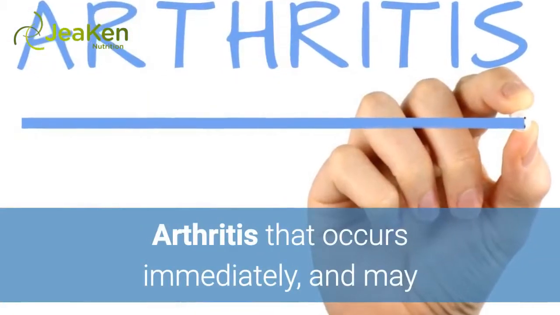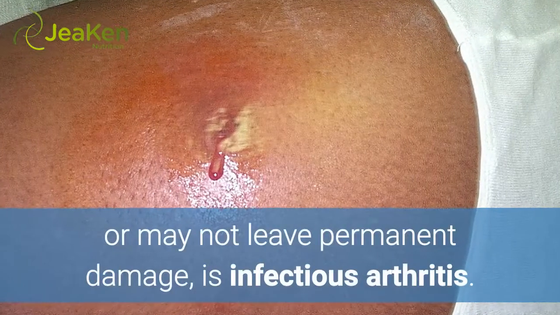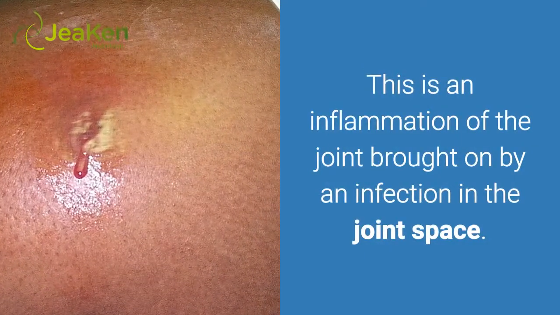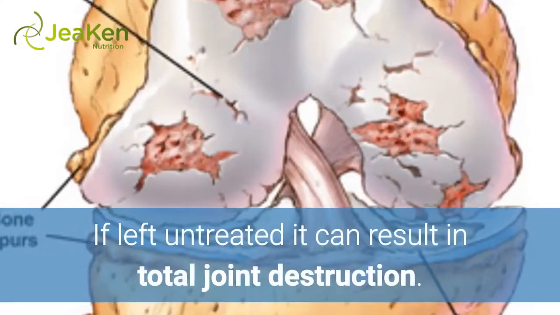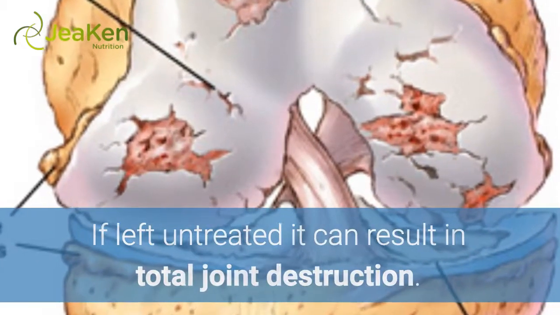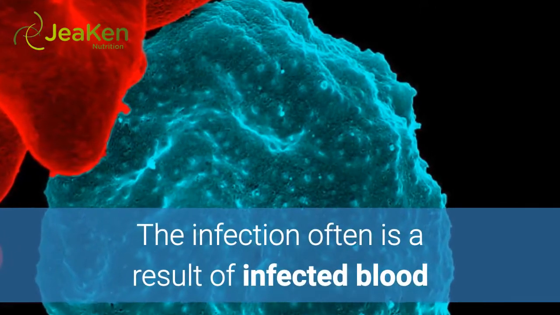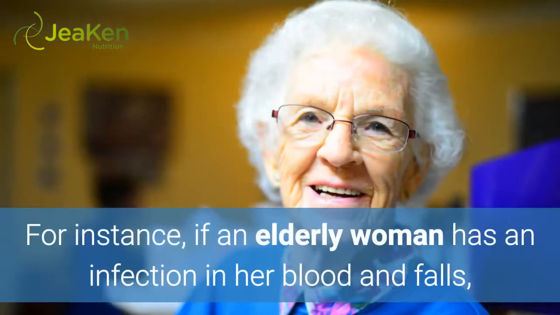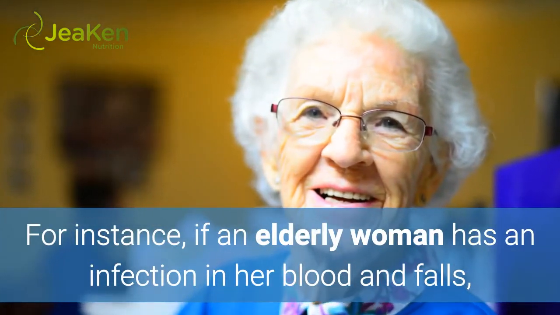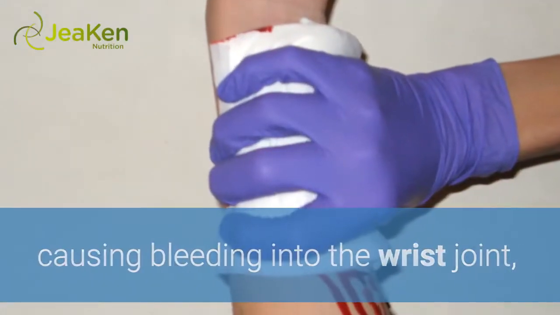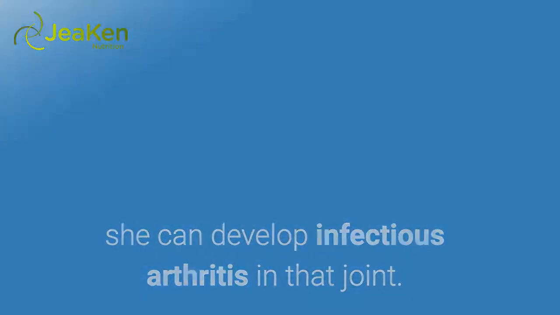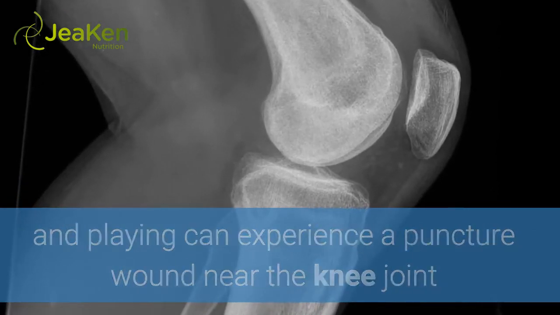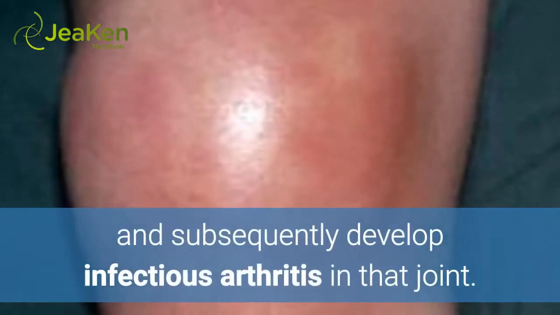Arthritis that occurs immediately, and may or may not leave permanent damage, is infectious arthritis. This is an inflammation of the joint brought on by an infection in the joint space. If left untreated, it can result in total joint destruction. The infection often is a result of infected blood that leaks into the joint or from an inadvertent stab into the joint. For instance, if an elderly woman has an infection in her blood and falls, causing bleeding into the wrist joint, she can develop infectious arthritis in that joint. A young child who is out running and playing can experience a puncture wound near the knee joint and subsequently develop infectious arthritis in that joint.